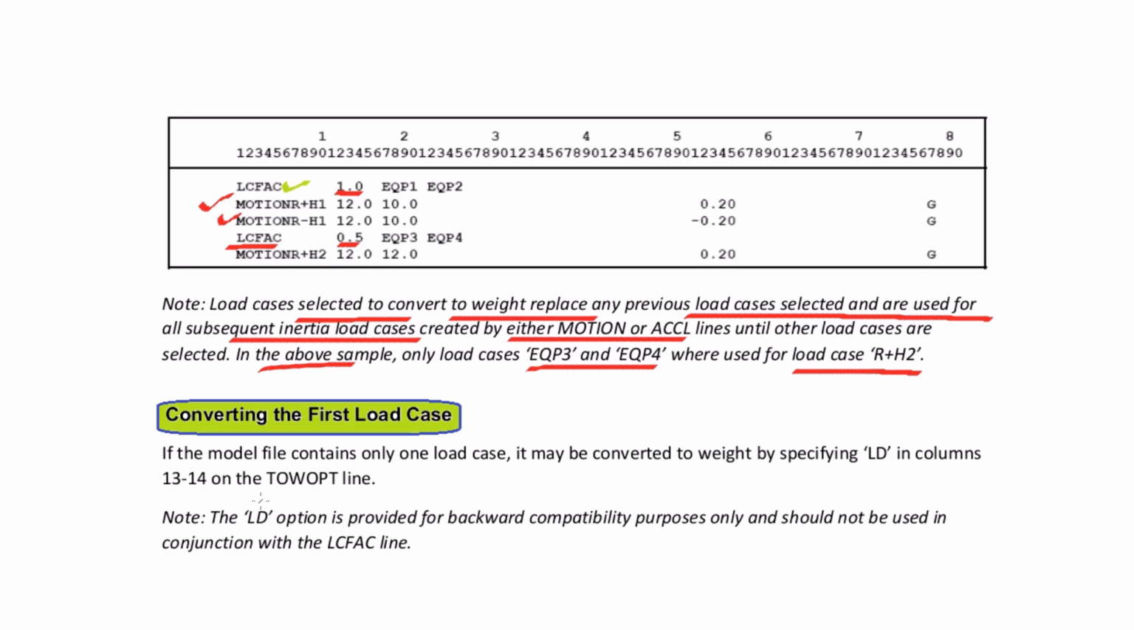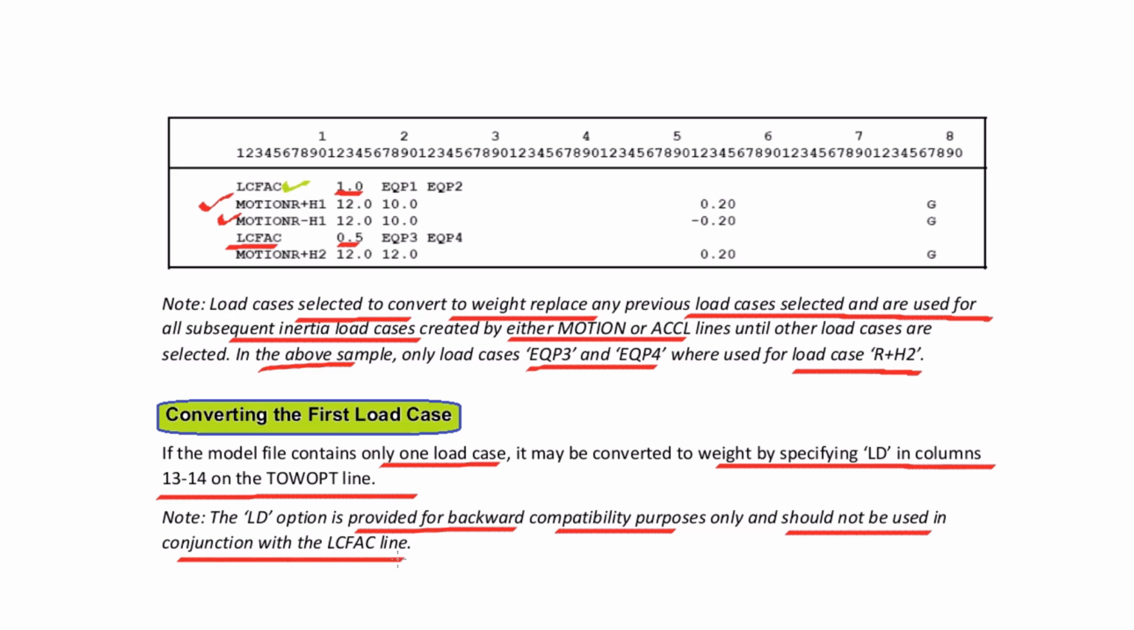Converting the first load case. If the model file contains only one load case, it may be converted to weight by specifying the LD option in columns 13-14 of the input line. The LD option is provided for backward compatibility purposes only, and should not be used in conjunction with the LCFAC line. So if you are using the LCFAC line, we should not use this LD option.